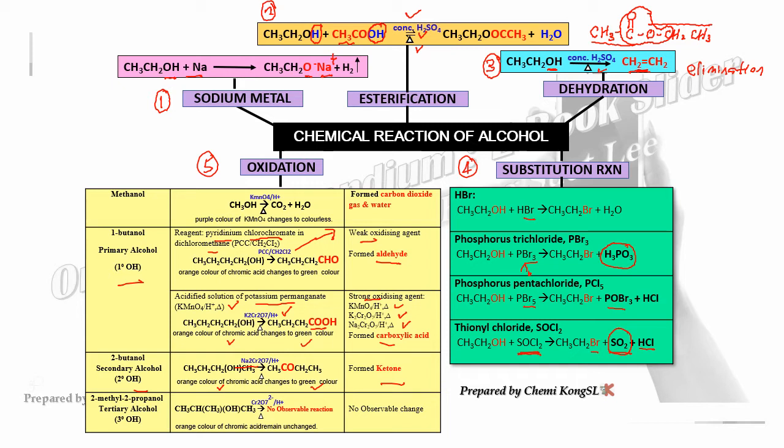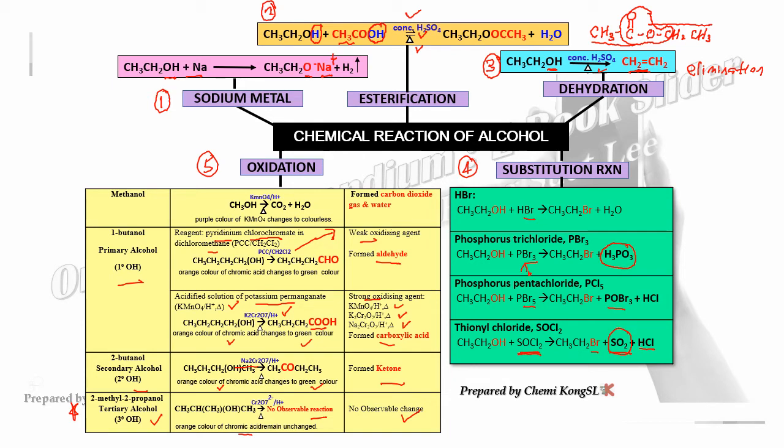Okay, and then tertiary alcohol, and then no observable change. So the orange color of chromic acid solution remains unchanged. So the observation is no observable change. So you have to take note. Okay, different class of alcohol will give different result towards oxidation test. But the most obvious one, normally the question will ask about this one. Okay, when this alcohol reacts with potassium dichromate solution or sodium dichromate solution or potassium permanganate solution, the color of the solution remains unchanged, showing that this is tertiary alcohol.